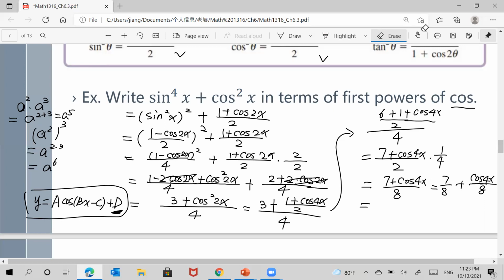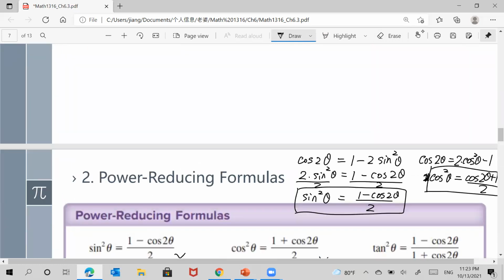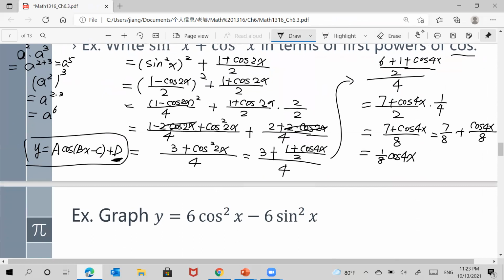So the A is in front of the cosine. So the denominator in the front becomes an A. That means 1/8 times cosine 4x, and then plus the D. So plus 7/8. So this is the final answer. It takes a little while, but it's not very hard. Just use the formula we just learned.